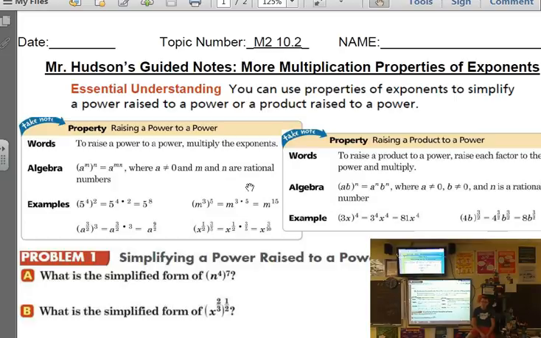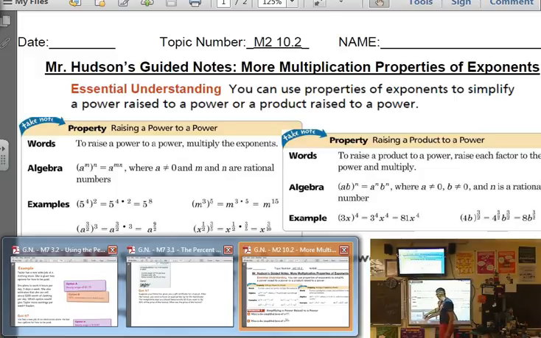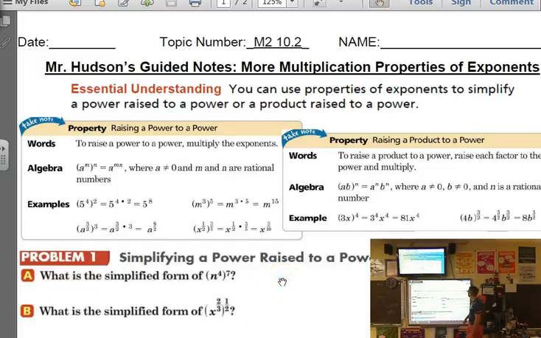If I have x to the third times x to the fourth, what actually happens with those exponents, Brian? They add. What if we were dividing? Then they do the subtraction.